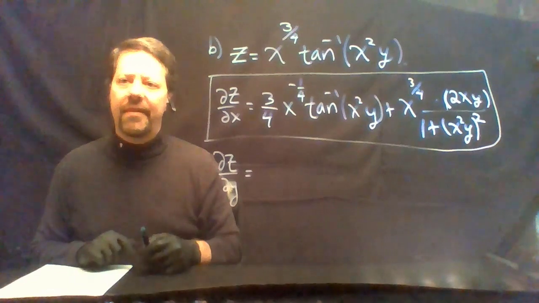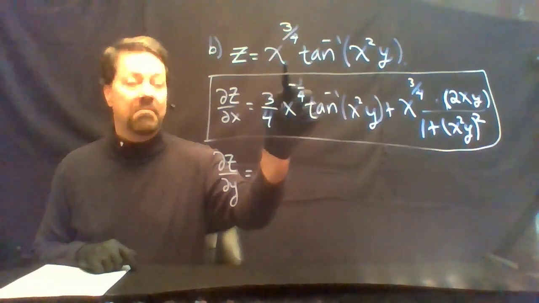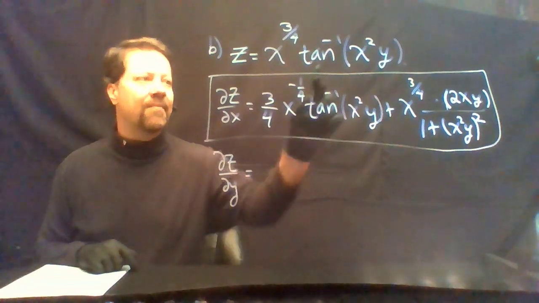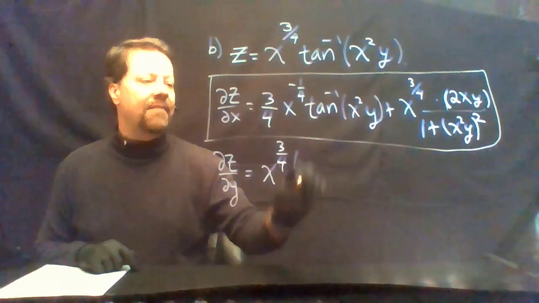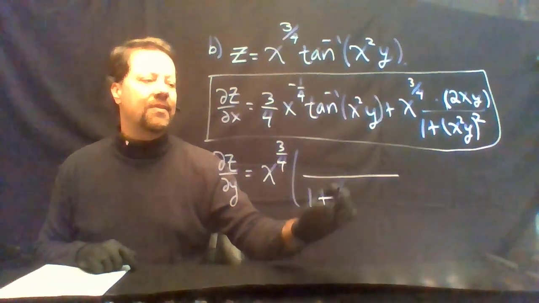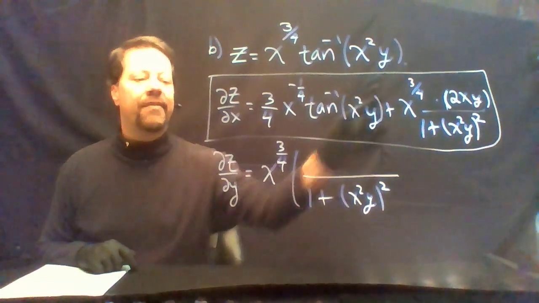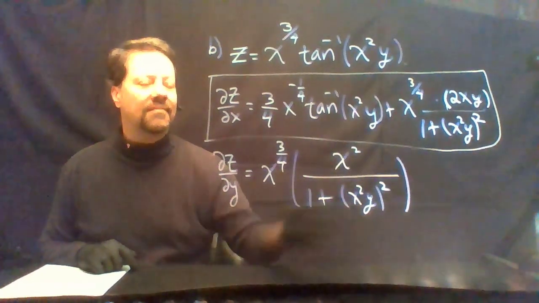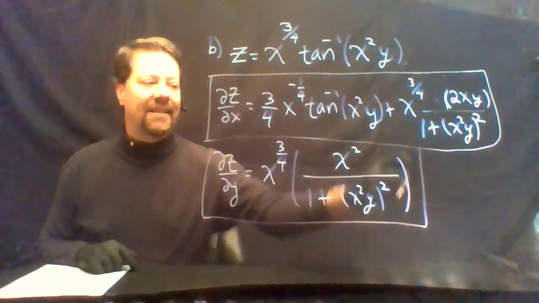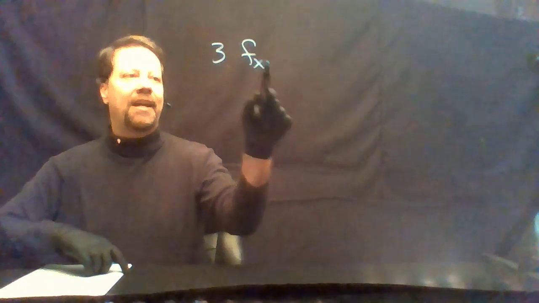The partial derivative of z with respect to y does not require the product rule because the first factor is a function of x. We'll have x to the 3/4 times 1 over 1 plus the function value squared times the derivative of the inside with respect to y. Leave that.